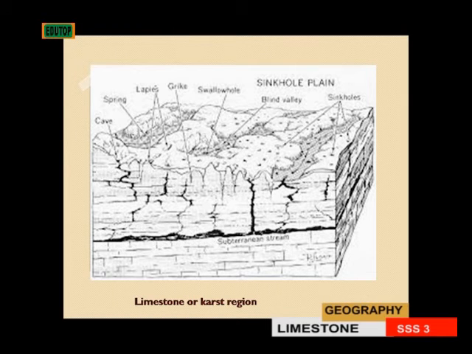Here is a diagram showing us what a limestone or karst region looks like. You can see the caves, the springs, and the gullies, all features of the limestone region. The limestone region has surface features and it also has underground features. Let us talk about some of the surface features.